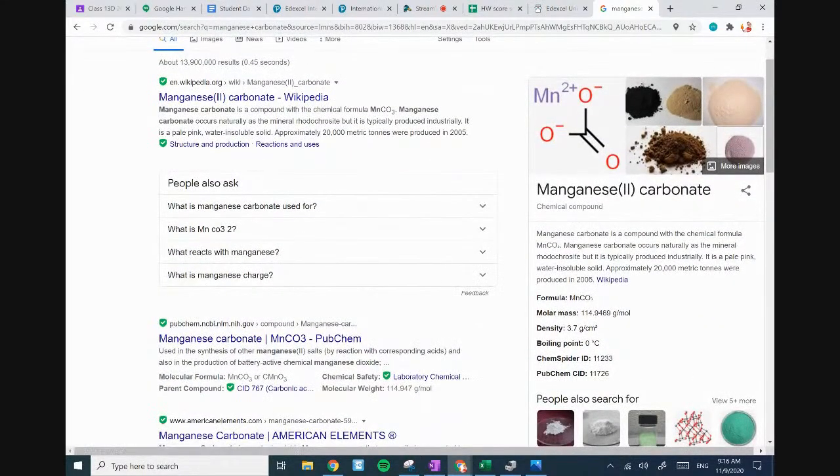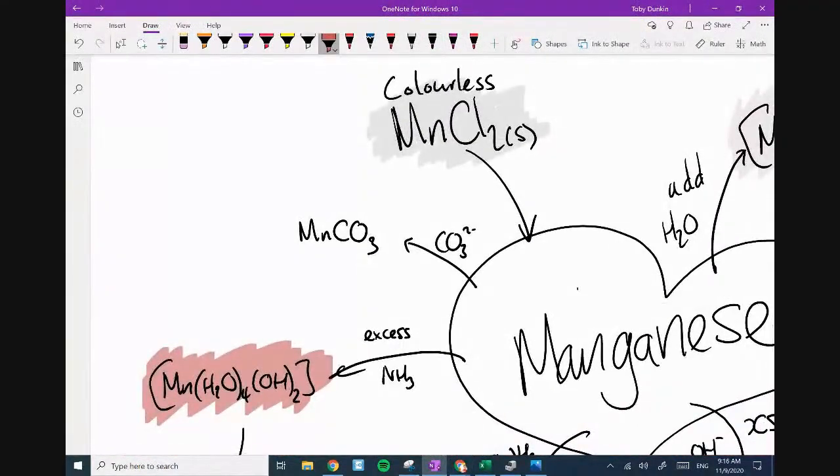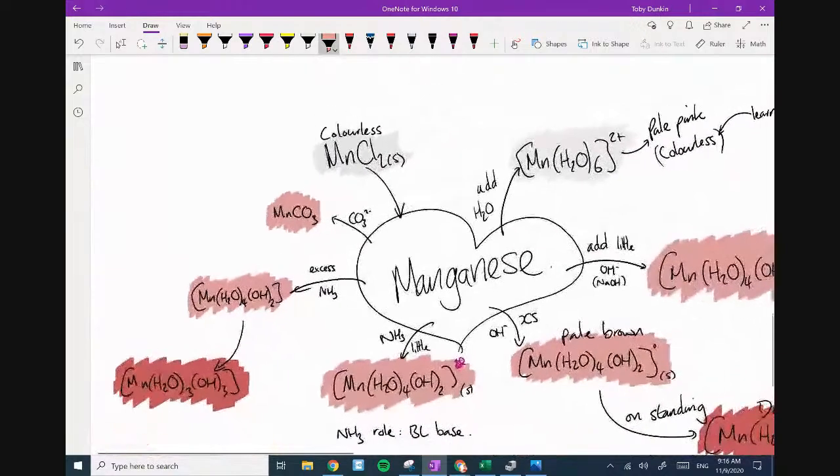Oh, it's nice. Look at that. Rhodochrosite. I've never heard of that. It's weird. So once again, the pale brown precipitate is the carbonate. All the 2+ ions form the carbonate.